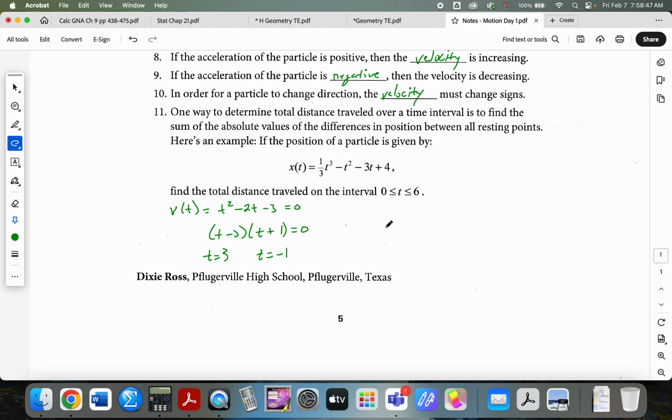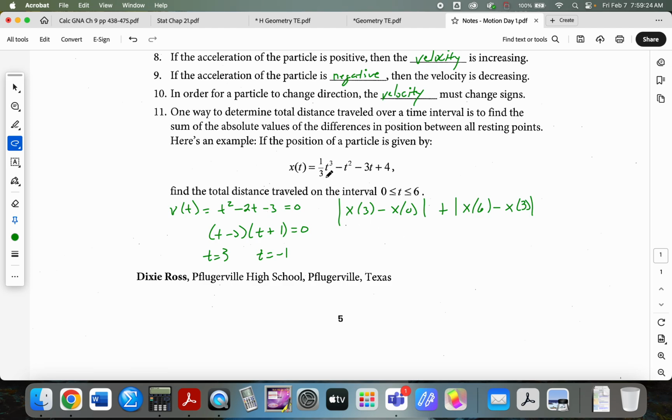So what we need to do is find, well, what is x at 3 minus x at 0? And we'll take the absolute value of that plus the absolute value of x of 6 minus x of 3. You see what we're doing there? We're finding how far it traveled between those resting points.